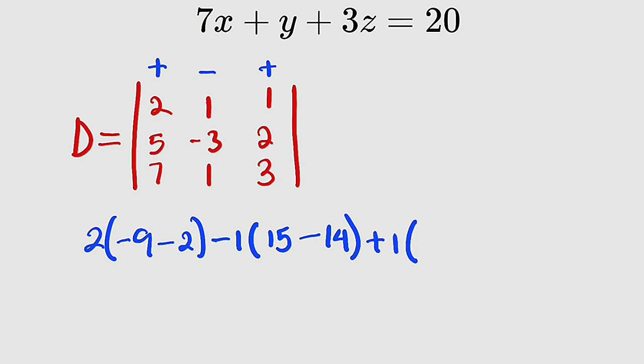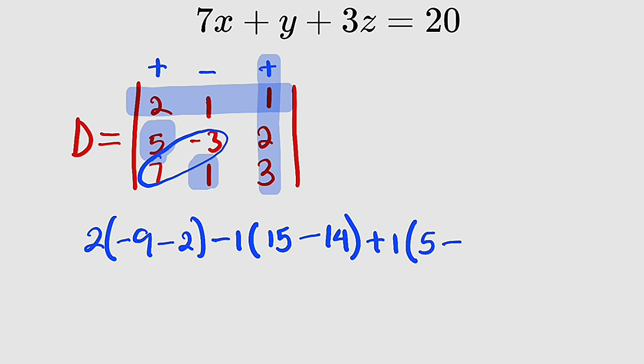You open a bracket, you close this, you close that. We have 5 times 1, which is 5, minus 7 times negative 3 is negative 21, but already we have a negative here, so this becomes positive 21.